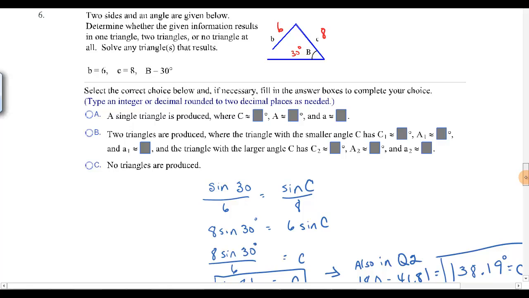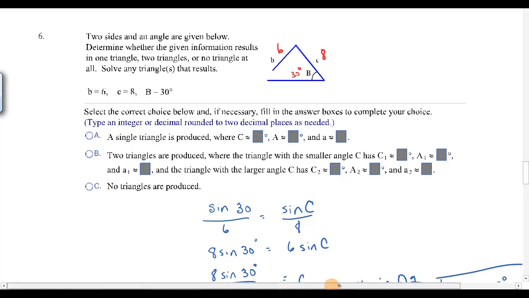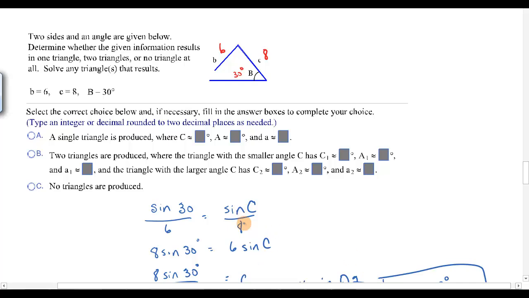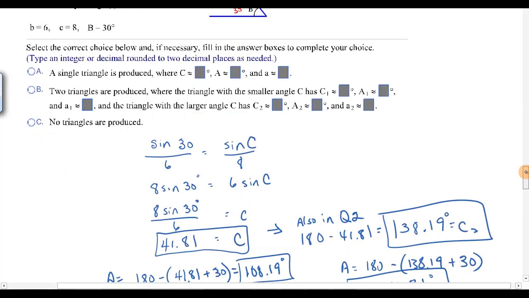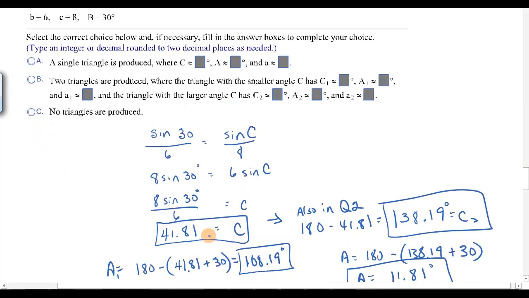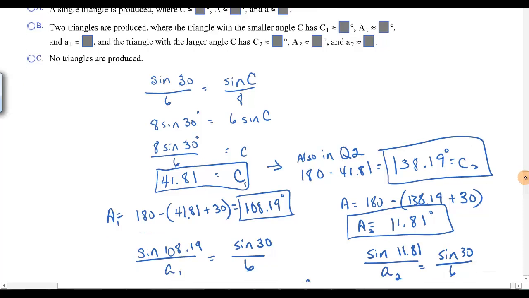Number 6 is a multiple choice again, but let's do it. We've got 2 sides, 1 angle. So we're doing this, and we are solving for angle C, and we got 41.81. That could also be in quadrant 2. So 180 minus that would give us 138.19. So we have C1 and we have C2. From that point on, we do everything twice.